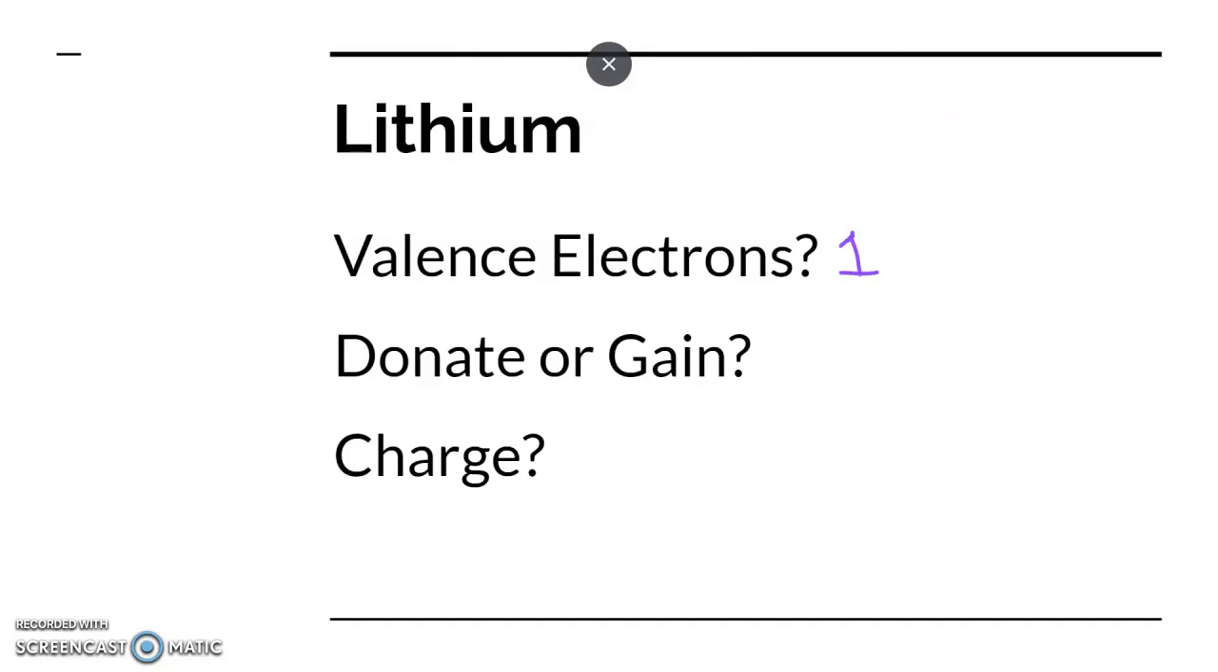Now, is lithium going to donate or gain this electron? Well, lithium is a metal. We know that because he's on the left-hand side of the table. And we know that metals will donate their electrons. So he's going to be looking to donate. He's going to be looking to get rid of it.